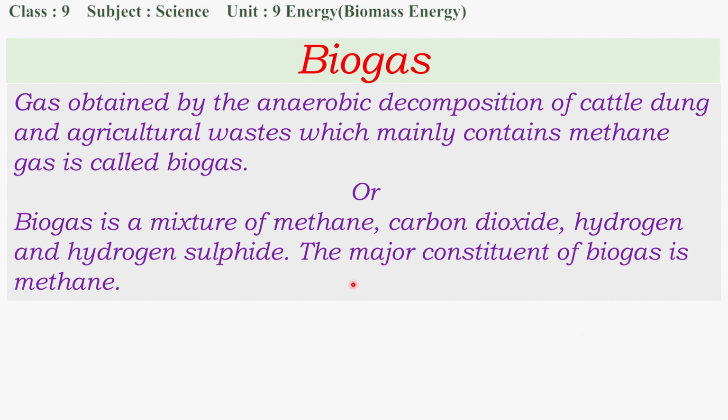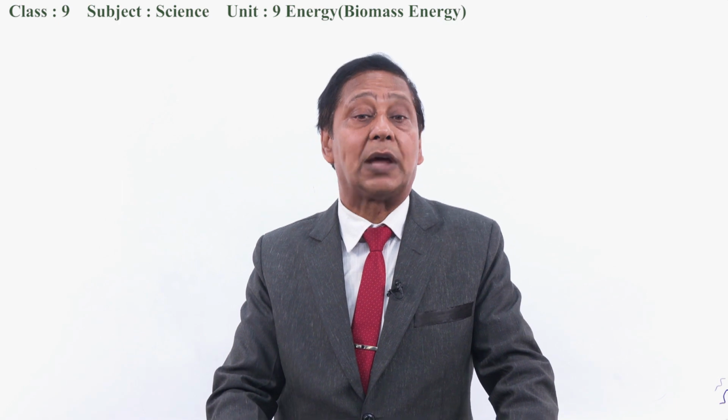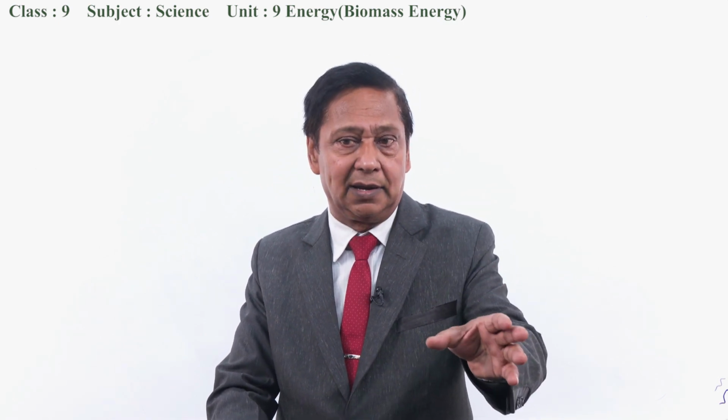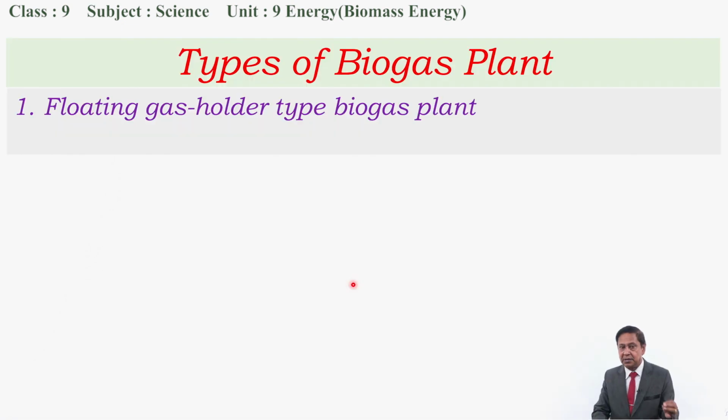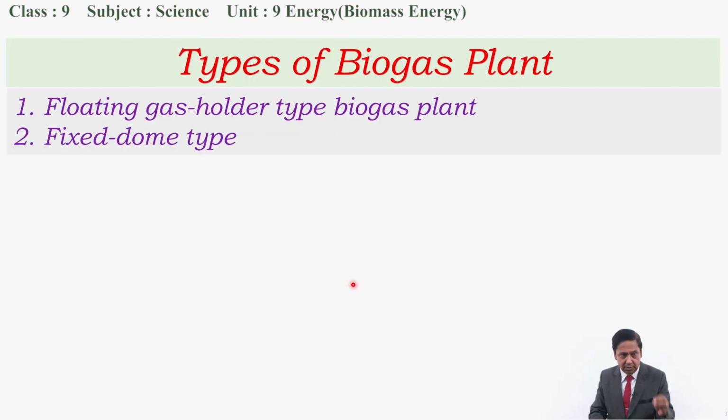Okay, now biogas is produced in a biogas plant. It is of two types. There are two types of biogas plant where we can produce biogas. Number one, floating gas holder type biogas plant. And number two, fixed dome type biogas plant. But different types of biogas plant are not given in the syllabus. That's why the first I don't want to describe in detail. The diagram of the second type, fixed dome type biogas plant, is given in your book. That's why with the help of this fixed dome type biogas plant, I want to describe how biogas is made. I mean to say how biogas is produced in a biogas plant.